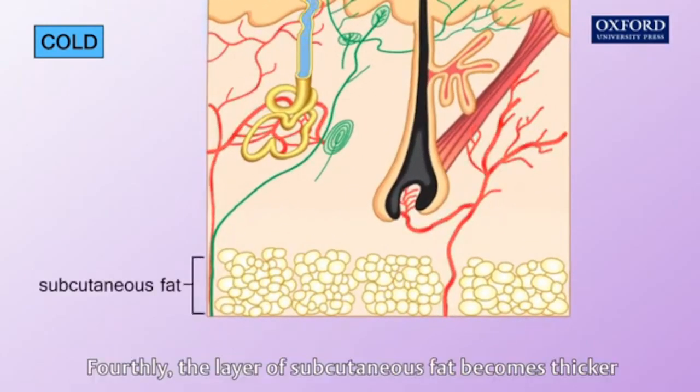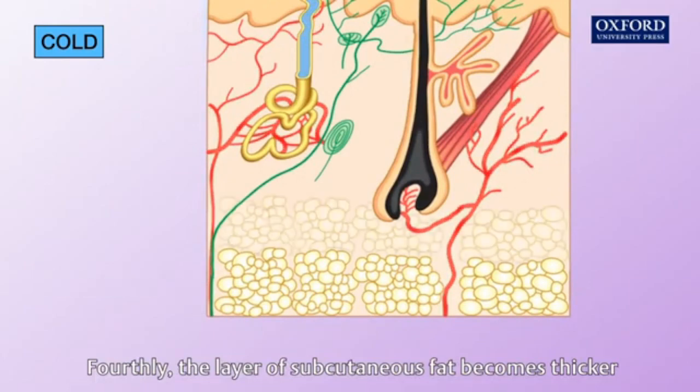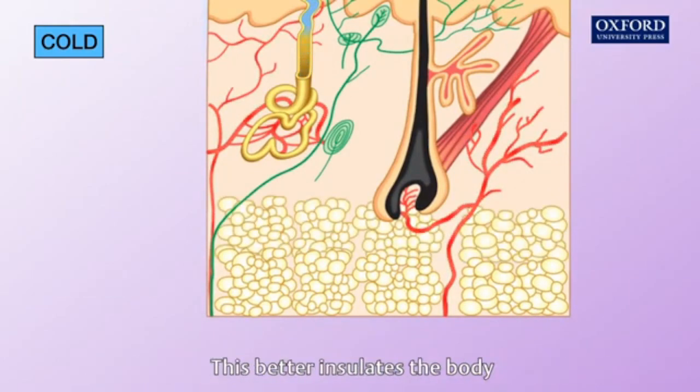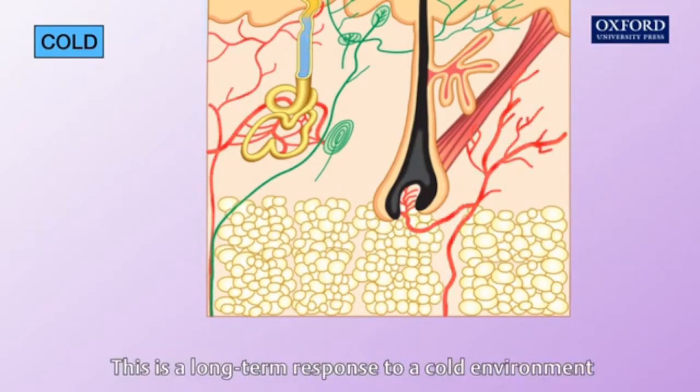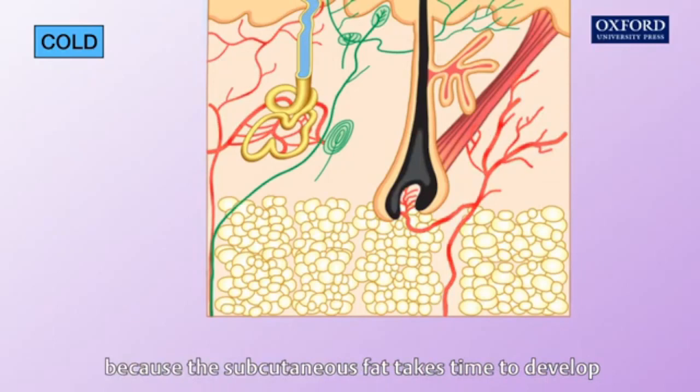Fourthly, the layer of subcutaneous fat becomes thicker. This better insulates the body. This is a long-term response to a cold environment because the subcutaneous fat takes time to develop.